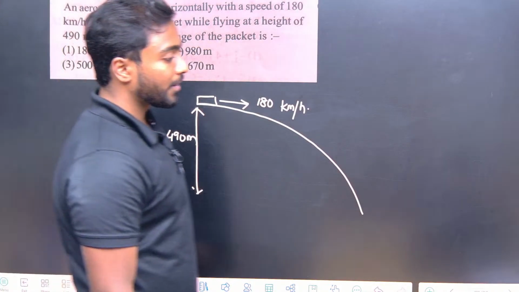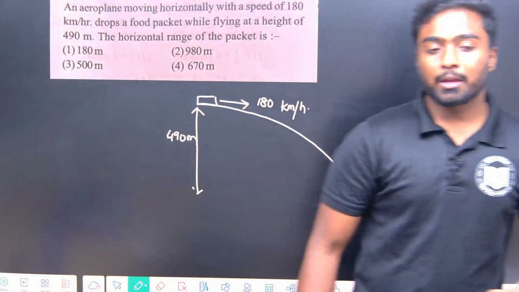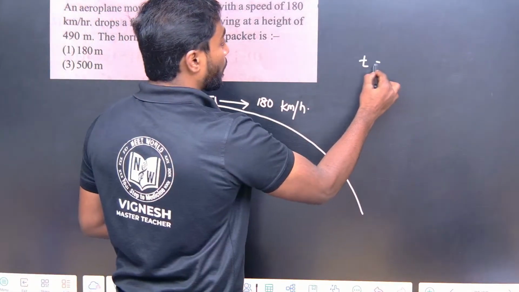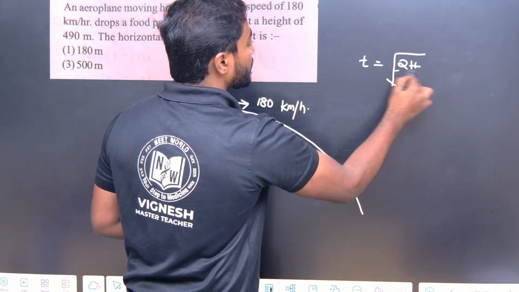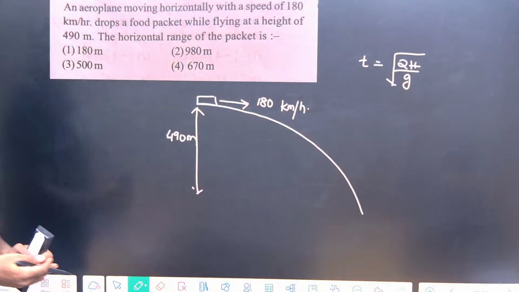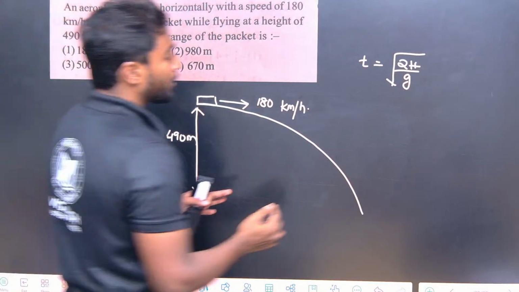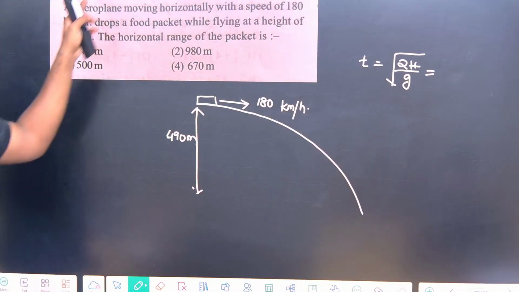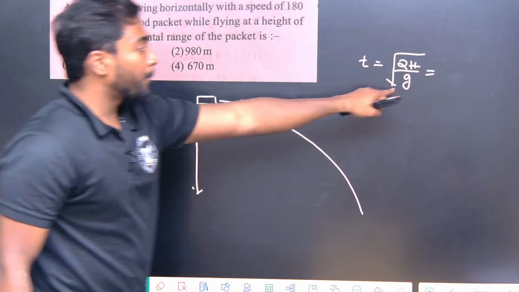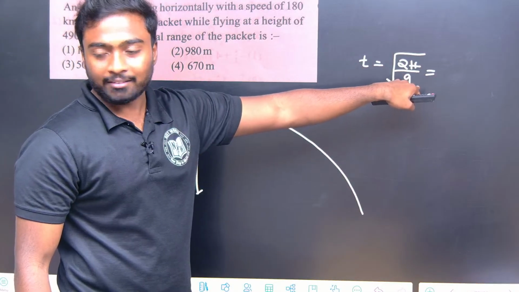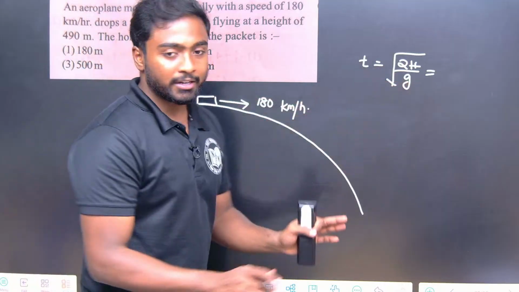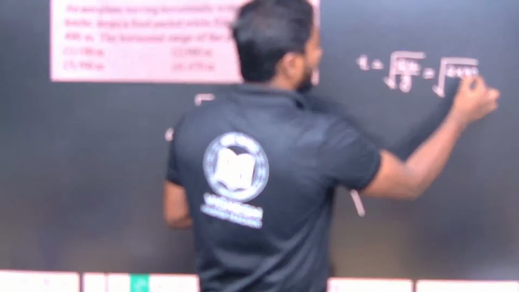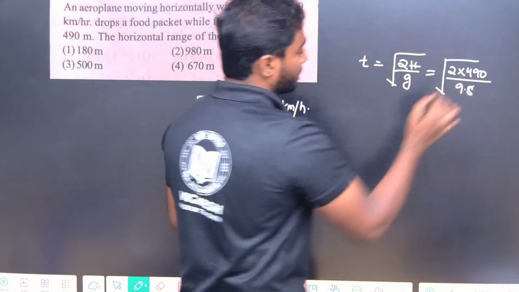So how can I find the range now? What is the formula for the range? Ux into t, right? What is the time of flight now? t is equal to root over 2h by g. We know that here they have given 490, no? If I take 490 times 2, 98 will come. So can I take directly 9.8 as the acceleration due to gravity? No need to take 10. So I will take under root of 2 into 490 divided by 9.8.